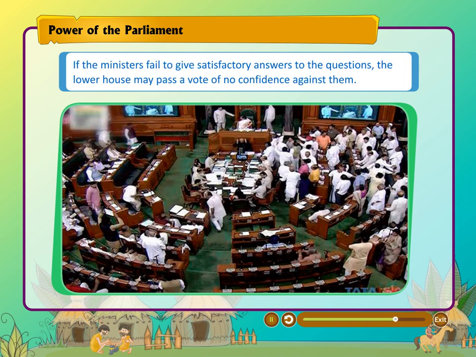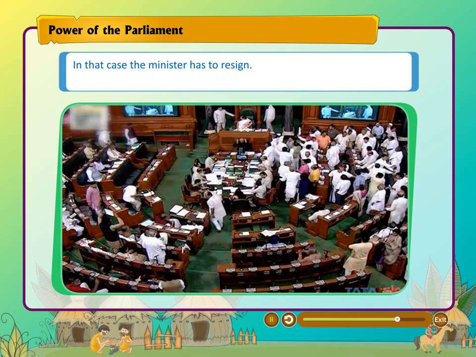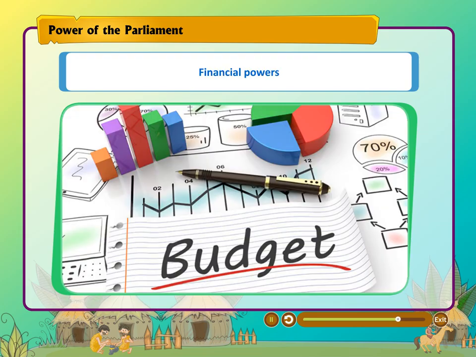If the minister fails to give satisfactory answers to the questions, the lower house may pass a vote of no confidence against them. In that case, the minister has to resign.